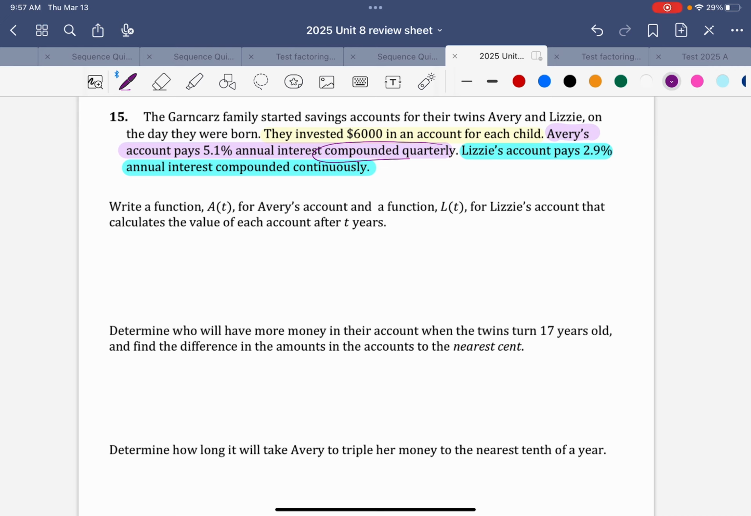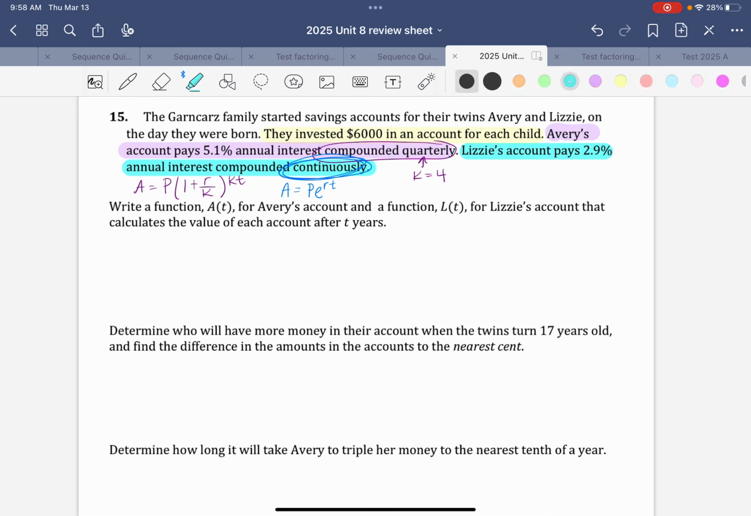So if it's compounded quarterly, we're going to be using A equals P, 1 plus R over K, to the KT. And if it's quarterly, our K is going to equal 4. Now for compounded continuously, it's A equals P E to the RT. Okay, so these are the two formulas that we're going to be plugging into.